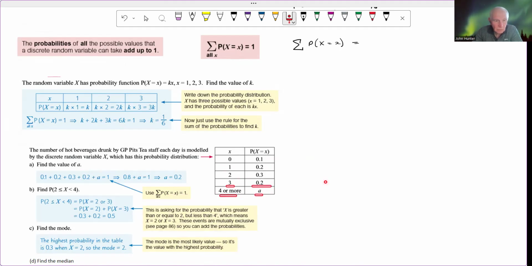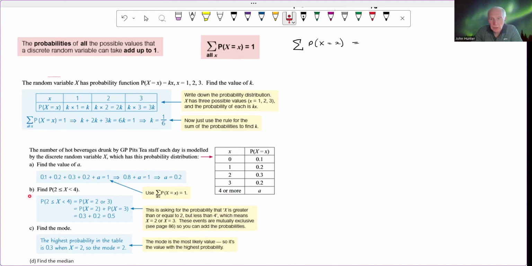A, if you're going to work out. Yeah, so for part A, find the value of A. Well, again, we know that all these must add up to 1. So once we've taken out these first 4 rows, then basically A has got to be 0.2.